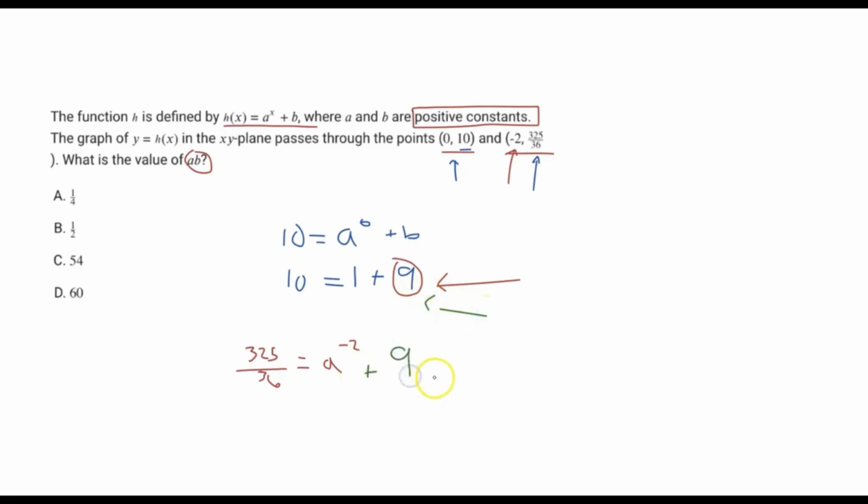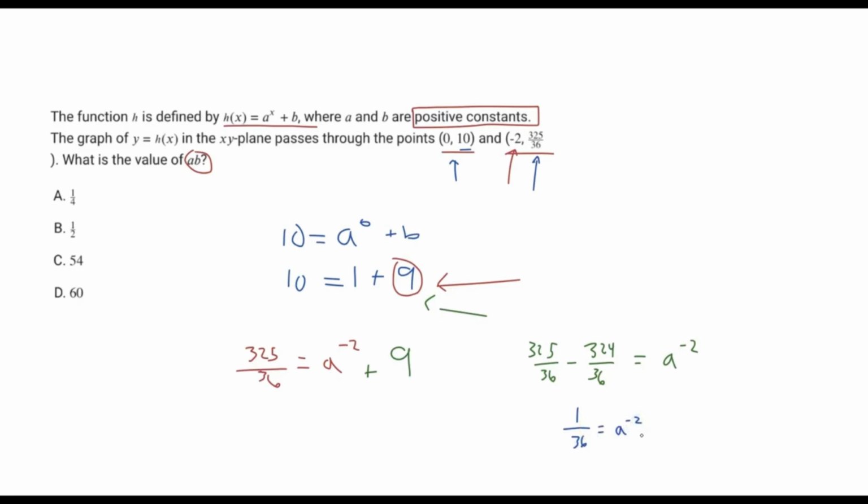And so now what we want to do is just solve for a, right? So we can subtract 9 on both sides. And this is actually interesting because with 325 over 36, 9 times 36 is going to give us 324. So when we subtract 9 on both sides, in reality that is just subtracting 324 divided by 36. And this will be set equal to a to the power of negative 2. If we want to solve for a here, let's simplify the left side. That is going to be 1 over 36 equals a to the power of negative 2.